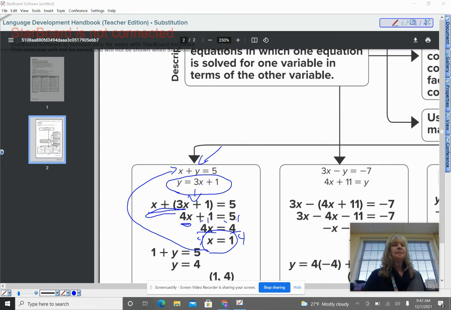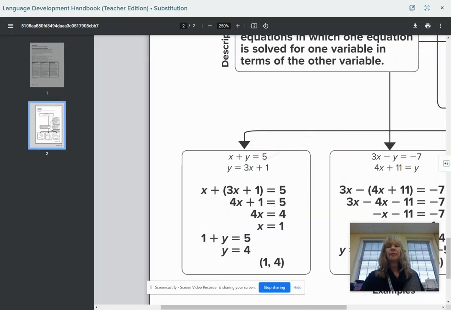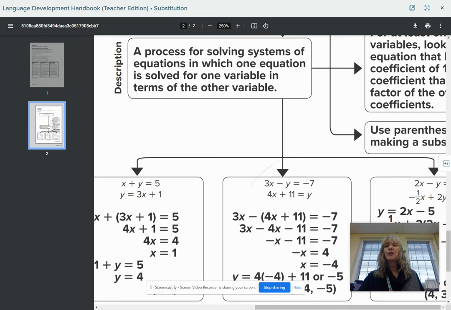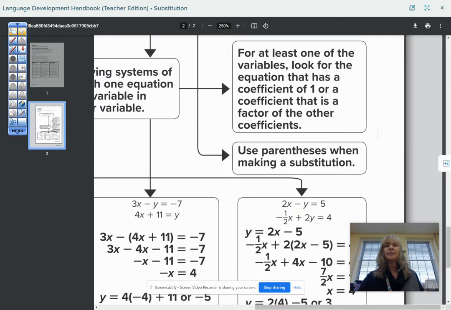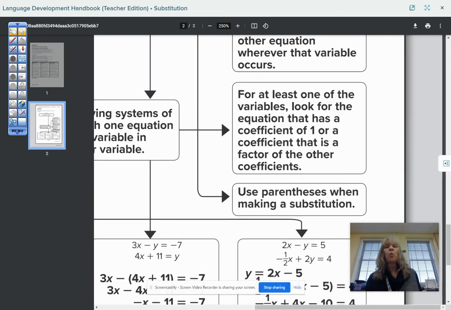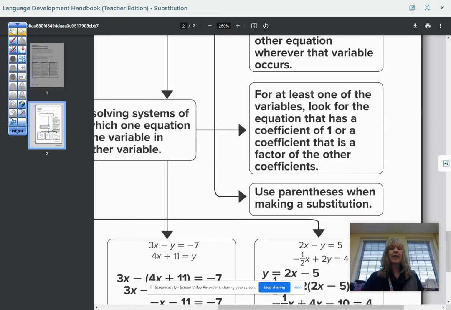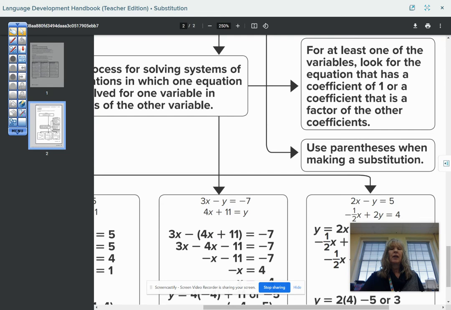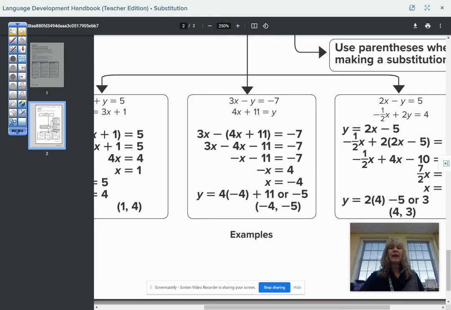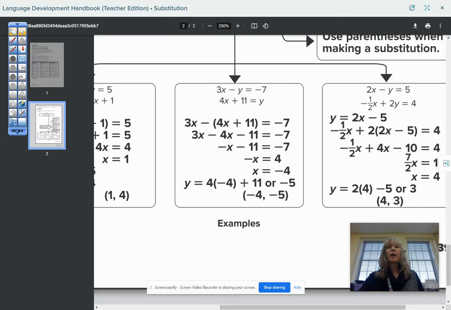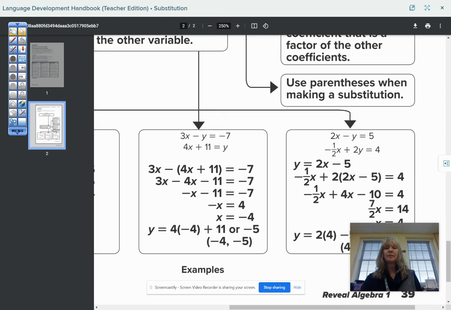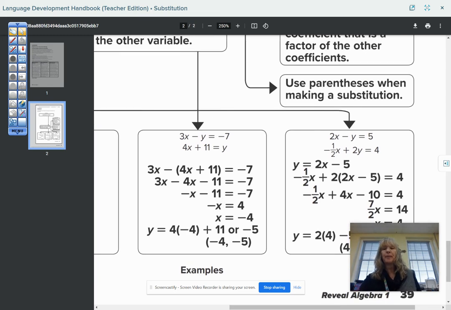And then another tip I have for you is for at least one of the variables, look for the equation that has a coefficient of 1 or a coefficient that is a factor of the other coefficients. And that's your second example. So you want to look for something that has a coefficient of 1. Actually, that's your third example.